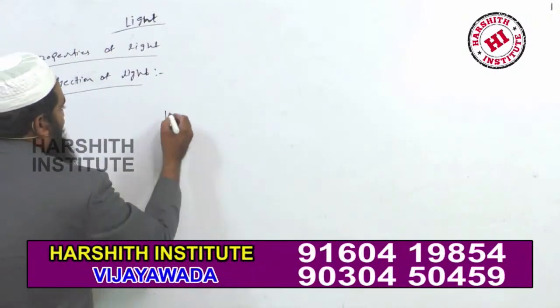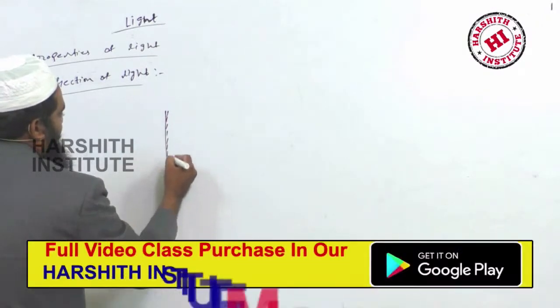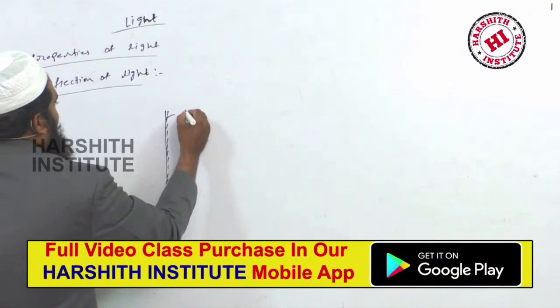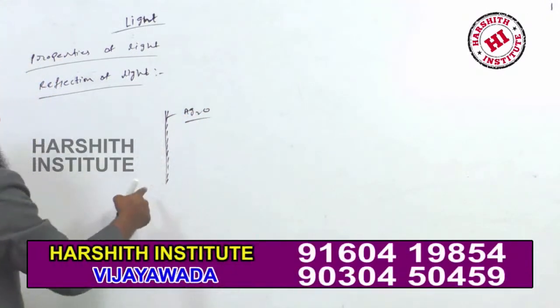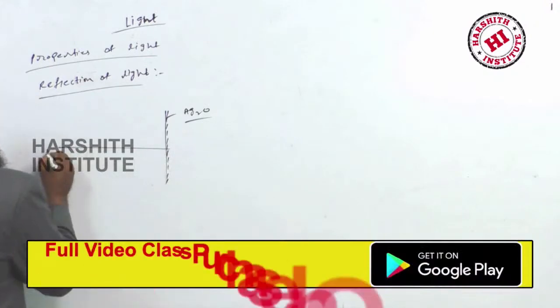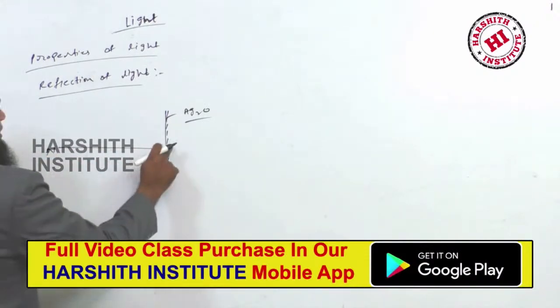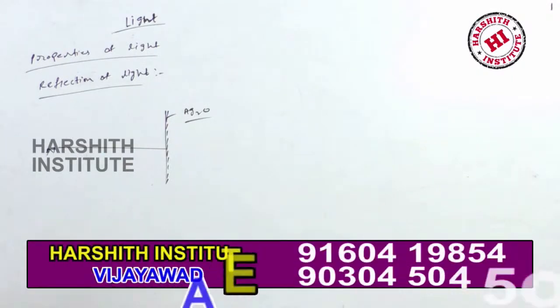Now this is a glass. This glass is coated with silver oxide, Ag2O. So this is a glass, coated on the back side with silver oxide. Now this is an imaginary line, this is called the normal.